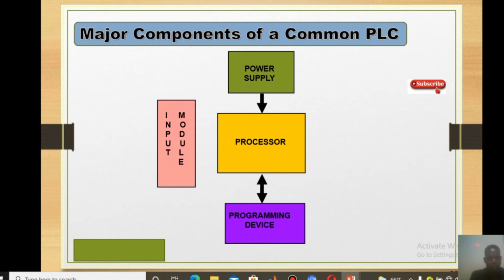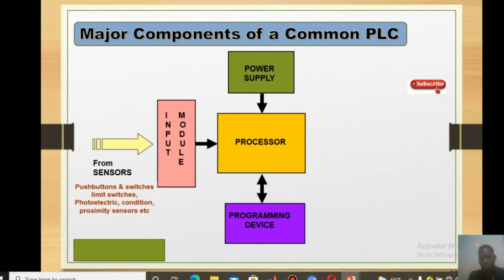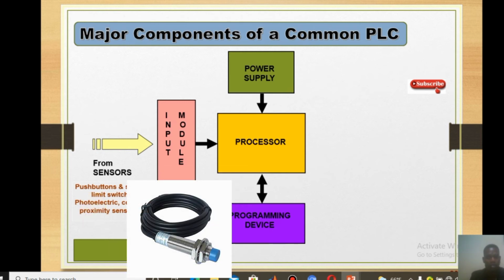The other thing is the input module. As you can see from this slide, the input module is a very important component to sense the input signals. The input signals come from sensors, which are implemented with physical devices like these. The sensor signals come from push buttons, switches, limit switches, photoelectric sensors, contactor conditions, proximity sensors, which detect nearby objects, and temperature sensors.